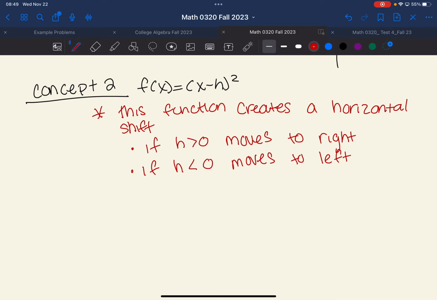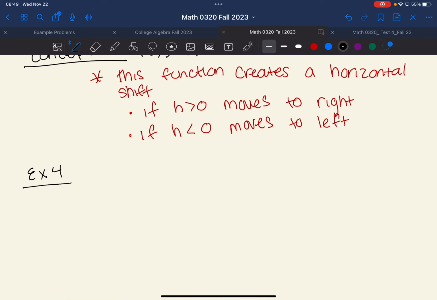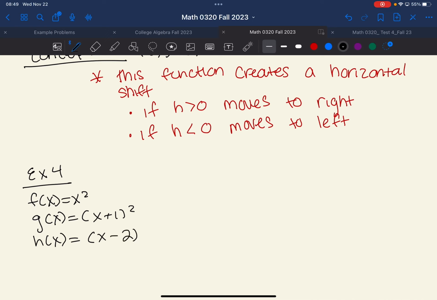Okay, so looking at example 4, we have the graphs f of x is equal to x squared, and that is called our what? What type of function? Quadratic. Parent. Good, quadratic, but it is our parent function because nothing is changing on that quadratic. Okay, then we have the function g of x is equal to x plus 1 squared. And then we have h of x is equal to x minus 2 squared.